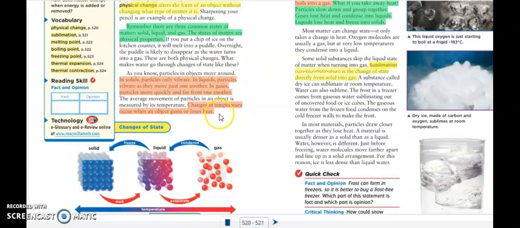A very important question arises here. What makes water go through changes of state like this, from solid to liquid to gas? The change in temperature occurs when an object gains or loses heat. So the average movement of particles in an object is measured by its temperature. So when I have a change in temperature, the change of state occurs.